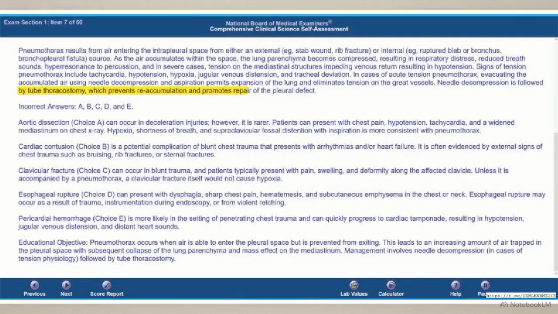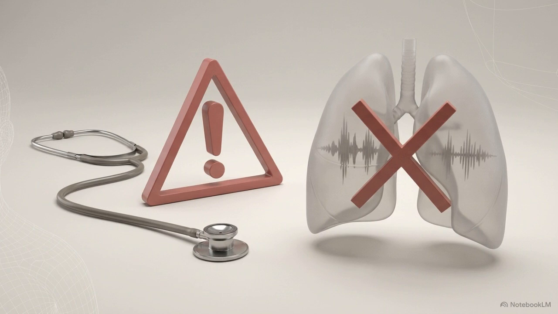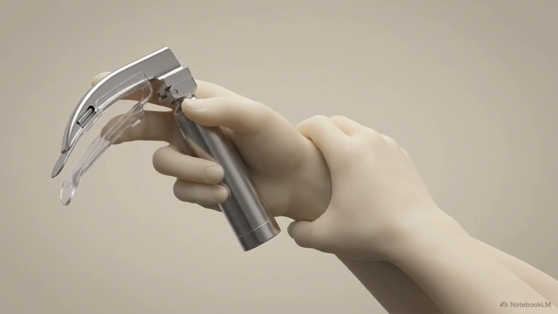The correct answer is pneumothorax, managed by immediate tube thoracostomy. The explanation text confirms that evacuating the accumulated air is the only way to eliminate tension on the great vessels and permit lung expansion. In the presence of unilateral absent breath sounds and obstructive shock, touching the airway before decompressing the chest is a fatal error.